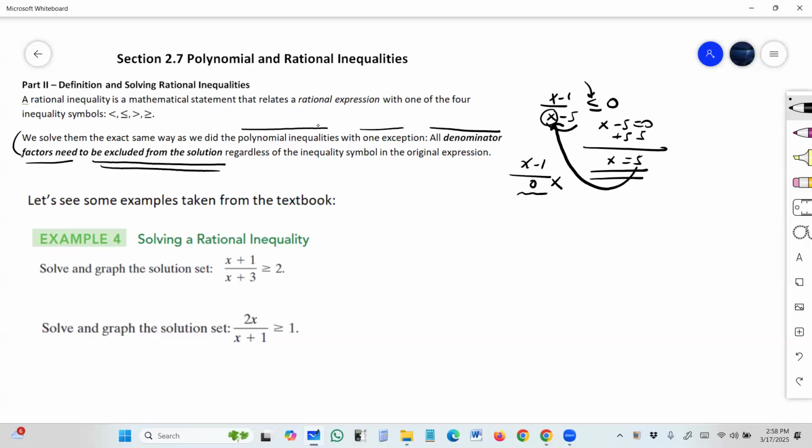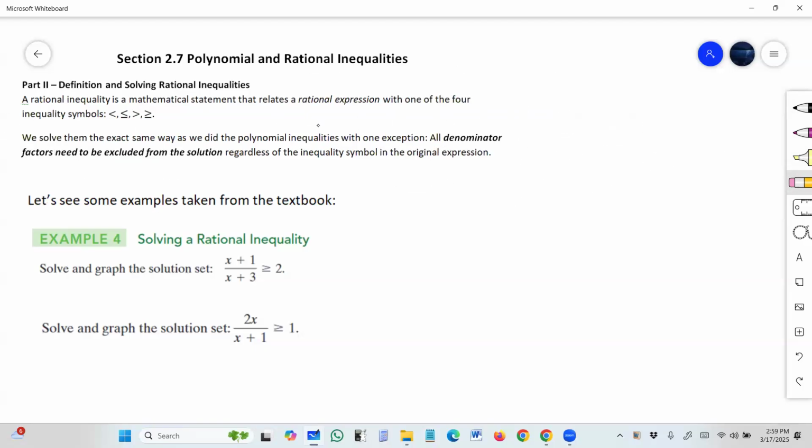Regardless of what the symbol is here, with or without the equal sign, all denominator factors need to be excluded from the solution. So this is extremely important. You cannot forget. So whatever the root of the denominator is, it needs to be excluded. We still have to find a value between the roots, which is okay, but the factor itself needs to be excluded, regardless of whatever symbol we have.